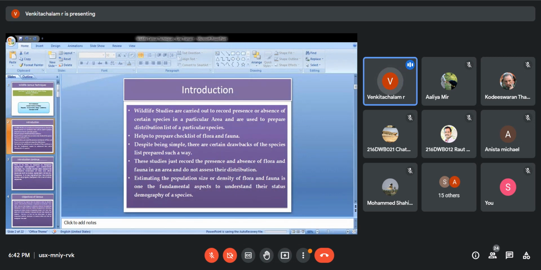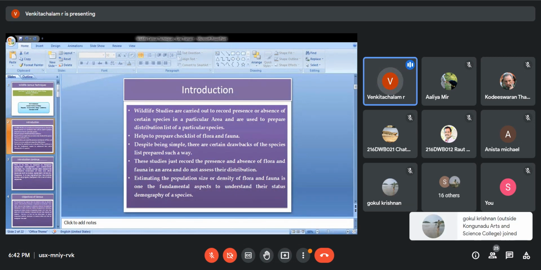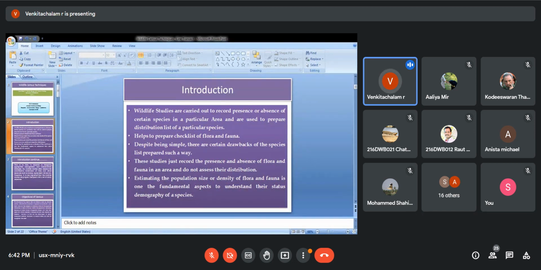Actually, most of the wildlife studies are carried out to record presence or absence of certain species in a particular area, isn't it? The wildlife census is employed to record the presence and absence of species in a certain area, and it is also used to prepare a distribution list of a particular species. Most of us are familiar with this. We are very much interested to study all the species, and some of them are very keenly observing a particular species to study. That is their interest only.